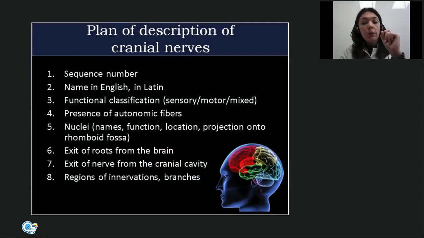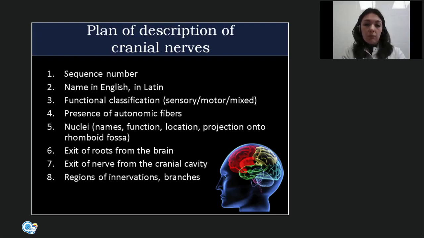When we describe a cranial nerve, there is a special plan of description. First of all, when you start, you should tell its sequence number. There are 12, so from the 1st to the 12th, you always should say the sequence number. Then the name in English and in Latin as always. For example, the first pair of cranial nerves is the olfactory nerve, and in Latin it is nervus olfactorius. Then you should give the functional classification of these nerves, whether they are sensory, motor, or mixed.